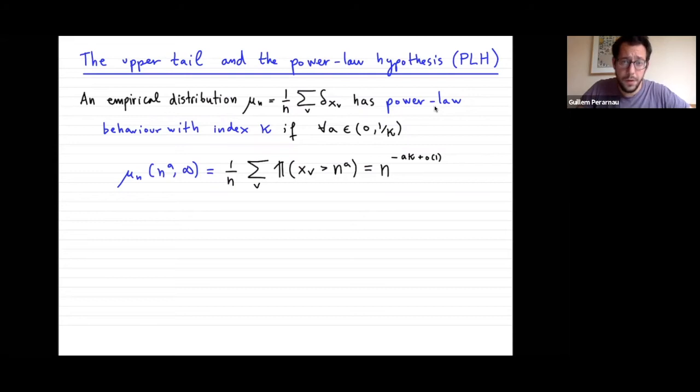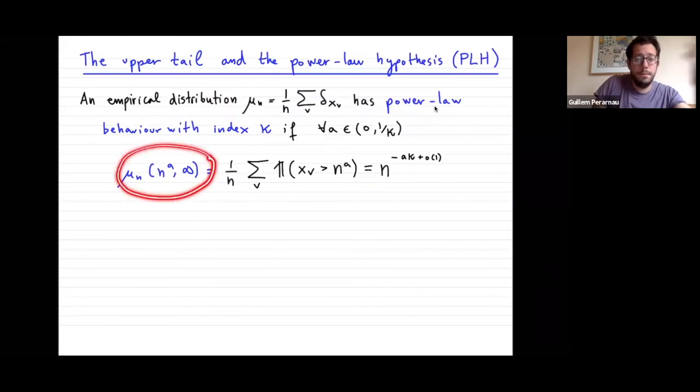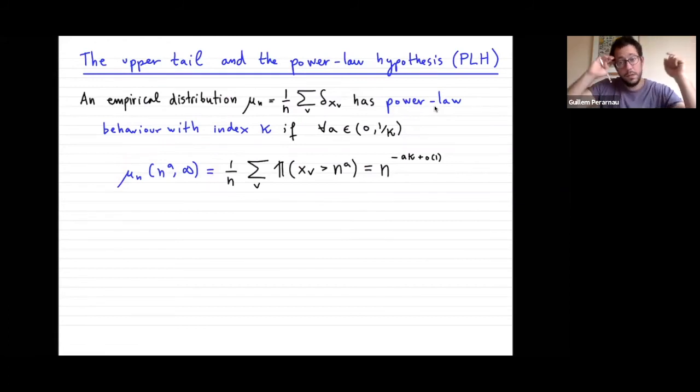I will say that an empirical distribution has power law behavior with a given index kappa if for every a in this interval, the mass of this upper tail here is of order n to the minus a kappa, plus or minus some epsilon, so plus or minus little o of 1. This is somehow very generous, so I give you a lot of room here. In this sense, I'm accepting a lot of empirical distributions as being power law.